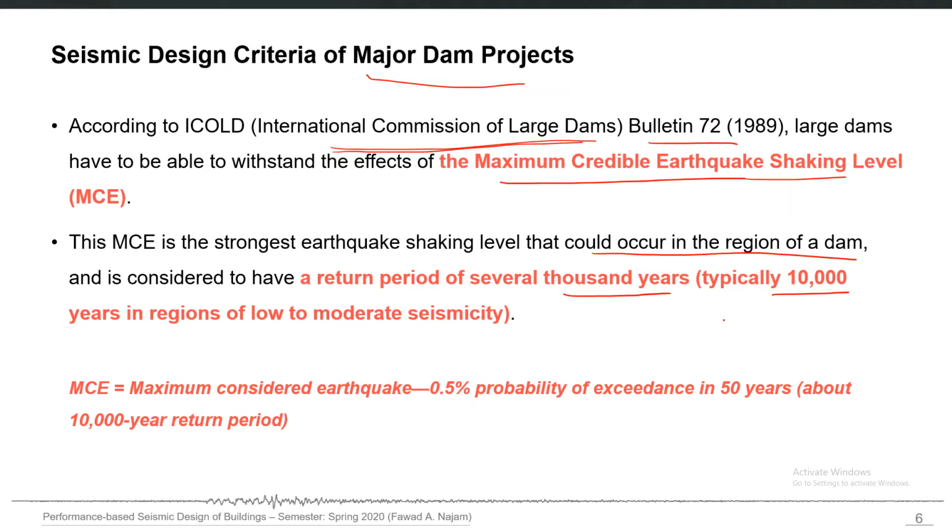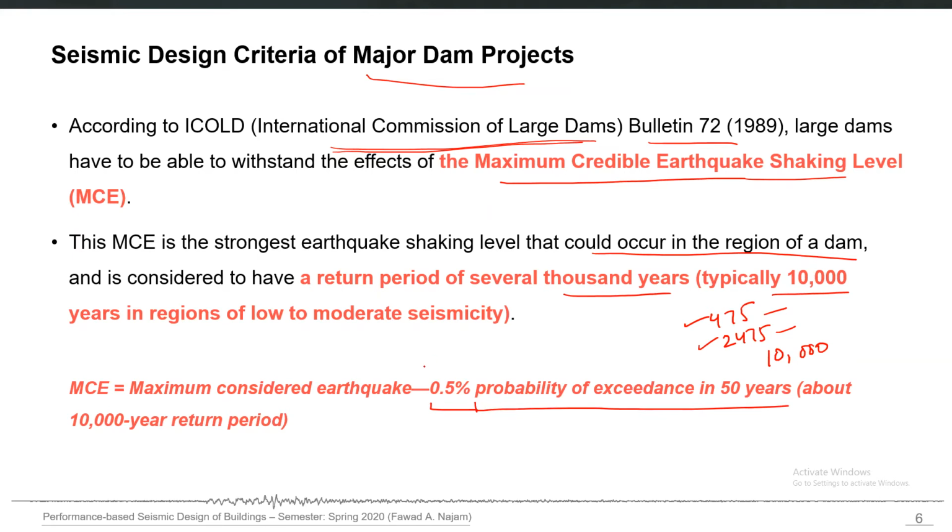So now you have a different definition of hazard, and not 475 years which is DBE level, and not 2475 years which is the MCE level for buildings. For dam structures, you may have to design your structure for a return period of maybe 10,000 years, because it is an important structure, failure of which can cause a significant damage to the human society. If you convert that 10,000 years of return period, it will correspond to 0.5% probability of exceedance in 50 years.